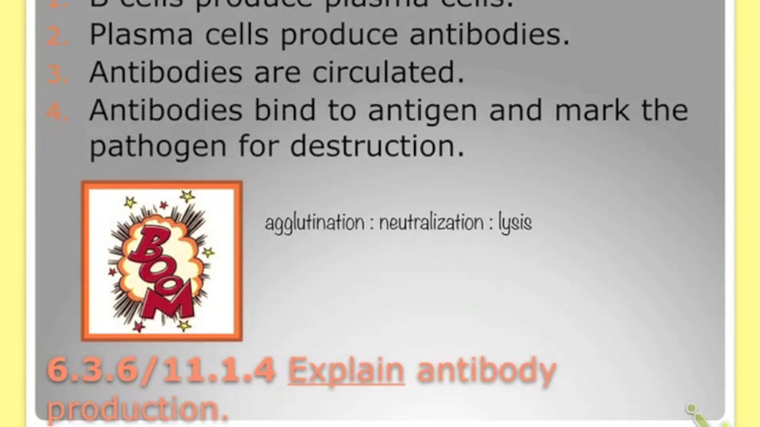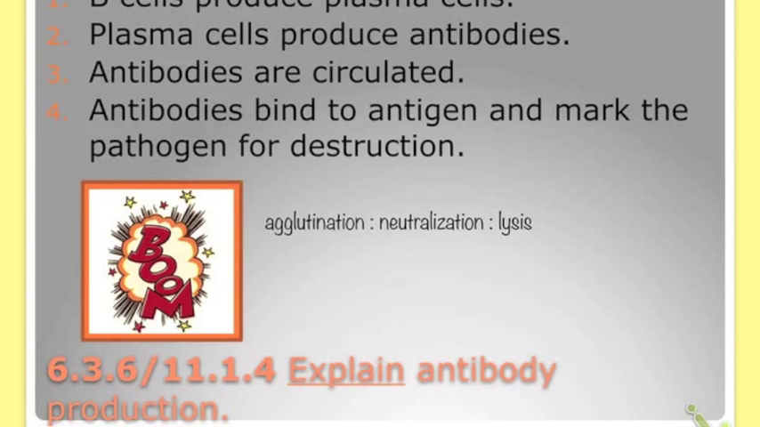The next assessment statement we need to consider is 6.3.6 and 11.1.4. So this is just a repeated assessment statement at both the standard and higher levels. And it just asks us to explain antibody production, which really we've already done, but I'll just go through it quickly again. So once B cells are selected, they're going to produce plasma cells through cloning. Those plasma cells will then produce antibodies. The antibodies will be circulated in the bloodstream, and antibodies will bind to the antigen that they were made for and mark the pathogen for destruction.